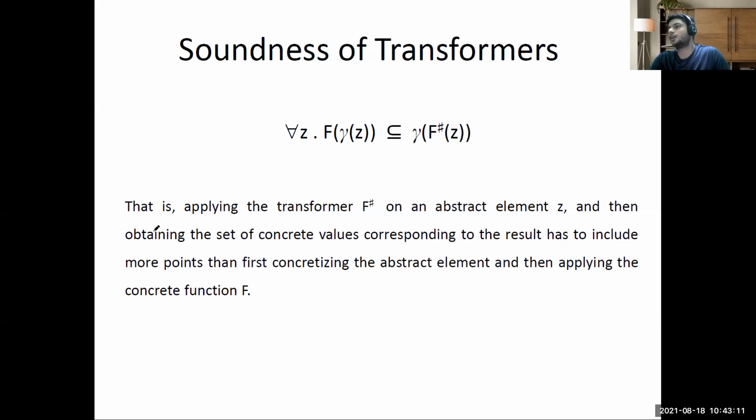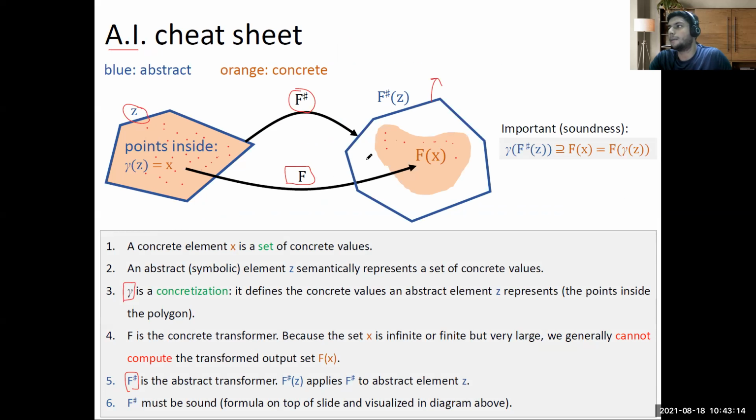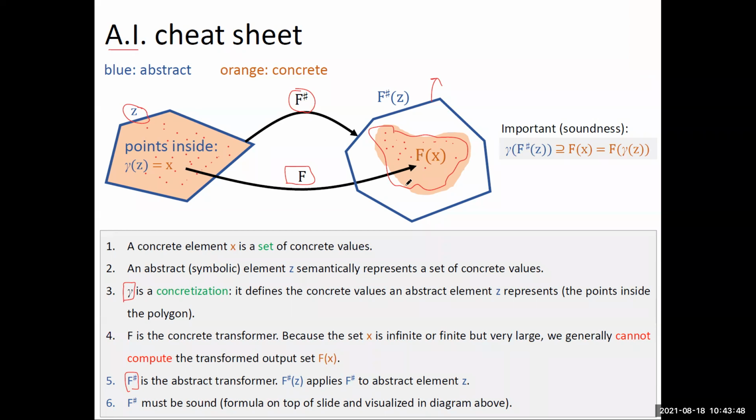Ideally, what it is saying here is that if you are applying the concrete transformer over the data points, you will end up with some region here. And your transformer is sound. When your abstract transformer is sound, the shape that you are getting at output should completely enclose all the points that you got through the normal transformation. So how do you prove that your abstract transformation is sound?